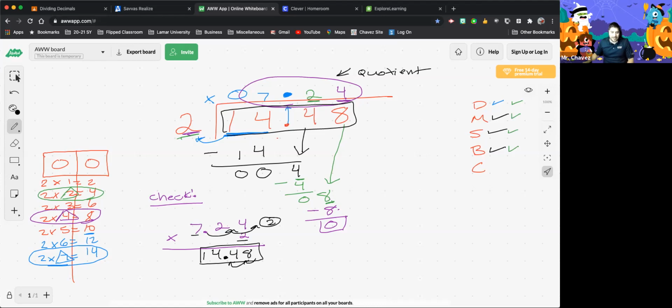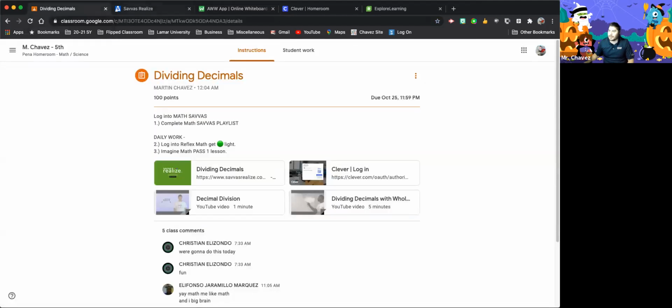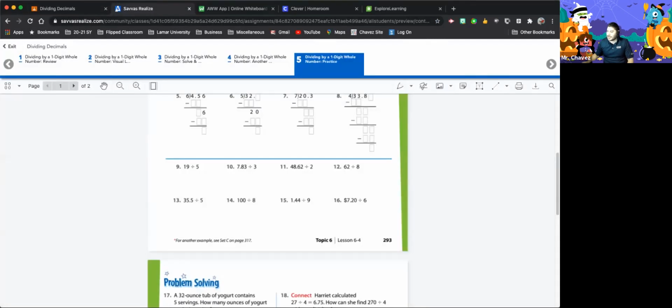So let me show you what you guys can do right now before we go to lunch. Or actually, it is already time for lunch in a little bit. But right now, here's what you guys can do to get ahead of the game. Remember on Savvas, let me get the student view. Remember on Savvas, we have dividing decimals. This is the only thing you have to do for me for homework. Get to reflex, get your green light, imagine math, get one lesson.